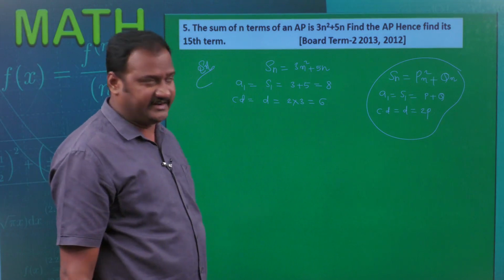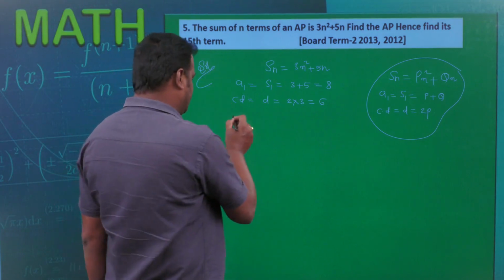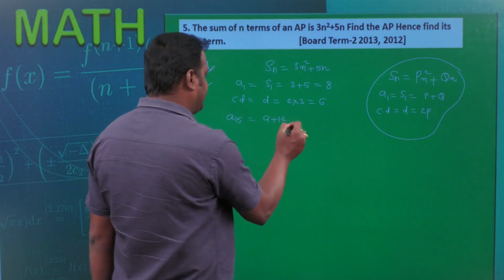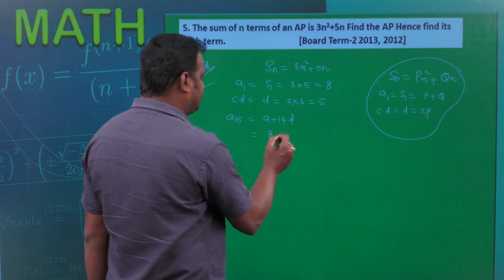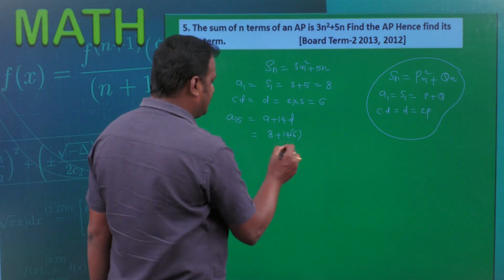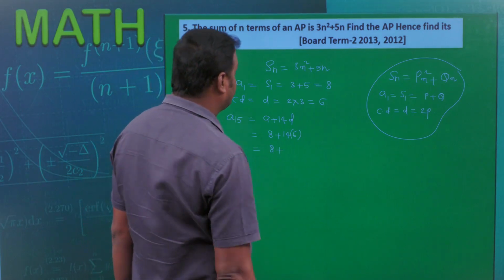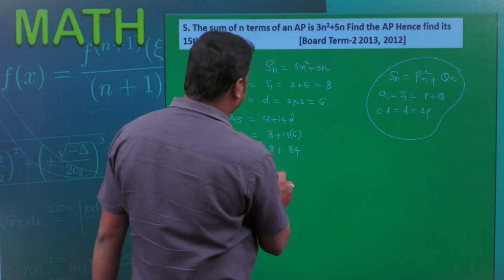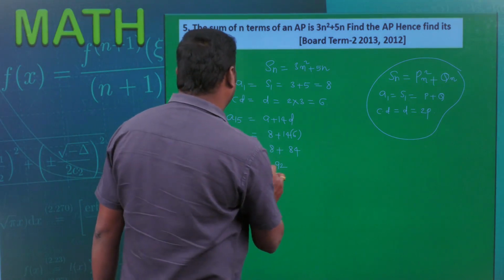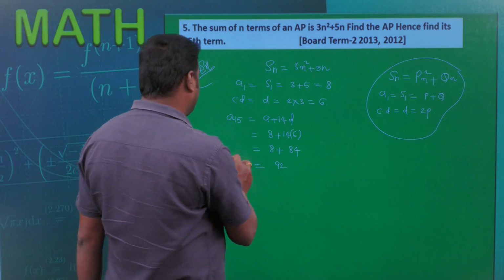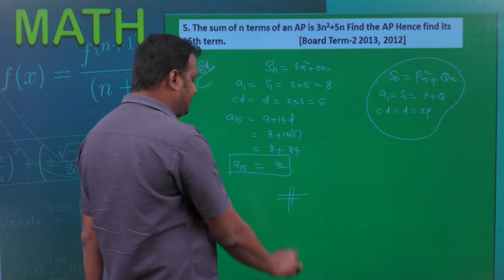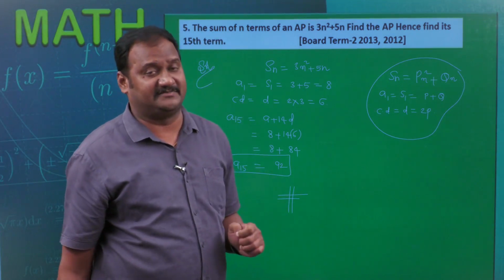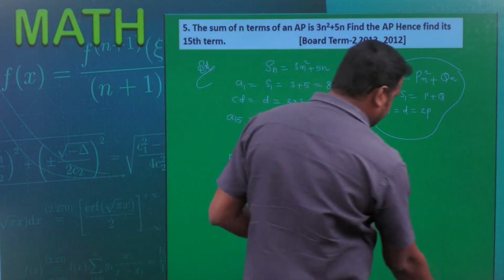After getting the values of a and d, what do you want? The 15th term. So a15 is equal to a plus 14d, where a is equal to 8, plus 14 into d, which is equal to 6. So 8 plus 14 sixes are 84. 84 plus 8 is equal to how much? 92 is the 15th term of the arithmetic progression. So this way we can answer the problem. Please be careful with the steps. Every single step carries marks according to our marking scheme.